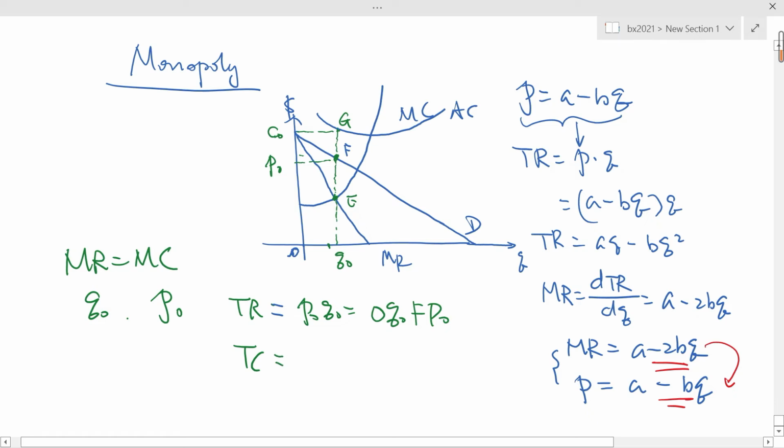Okay, the total cost will be equal to CO times QO, so it's the area of O QO G CO, and we can see that in my drawing here, because I'm very inefficient, I'm making a loss here. So my profit now is negative.